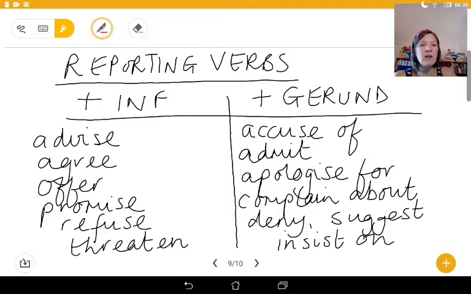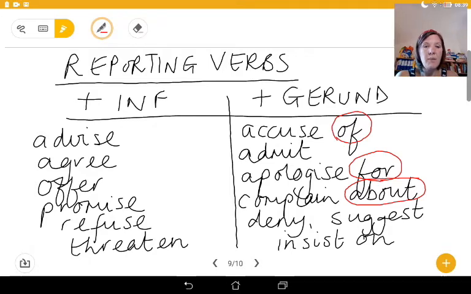The same with apologize for. Obviously, apologize for is followed by the gerund because we have the preposition. Remember, we've said before, every time there is a preposition, it's followed by the gerund. Another example, to complain about: "She complained about having to study so much." Deny, negare: "She denied stealing the biscuits from the tin."